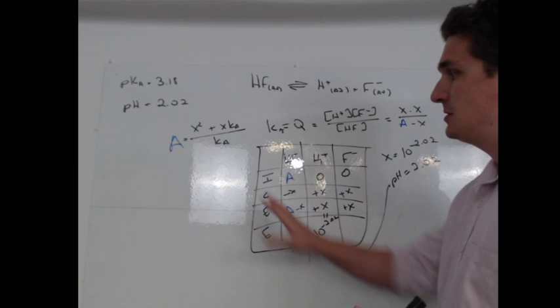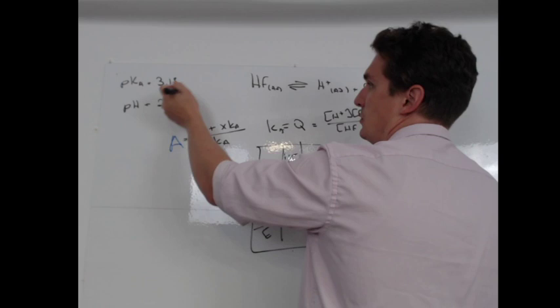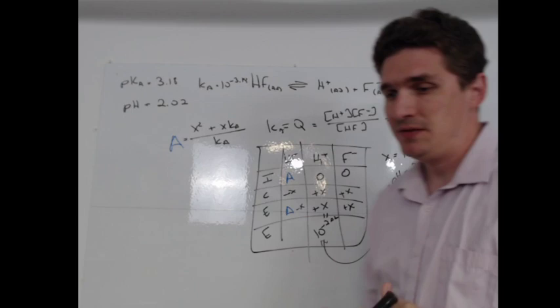So we got X here, it's 10 to the negative 2.02. We've got the pKa is 3.18, so the Ka here is 10 to the minus 3.18. You will solve this to get a concentration.